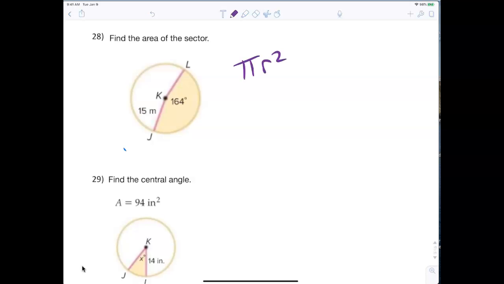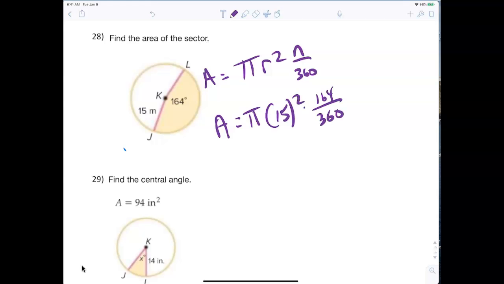Pi r squared. That's the area of the whole thing. Do you agree? But we only want a fraction of it. So it's pi r squared times n divided by 360. That's the area of a sector. Come on, that's not hard to remember. If you know the area of a circle, you know the area of a sector. It's just the fractional parts. So again, area equals pi times 15 squared times 164 out of 360.